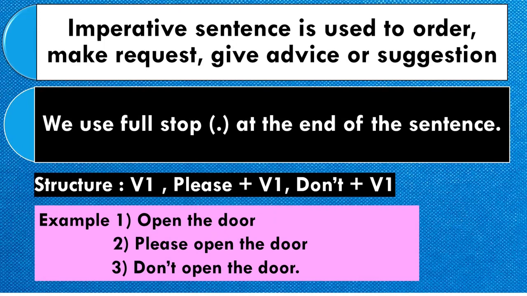For example, open the door. So here open, it is the V1 form. Okay, so it has started with open V1. In the second example we can see please open the door. So here it is please plus V1. So this please is used because we have made a request.